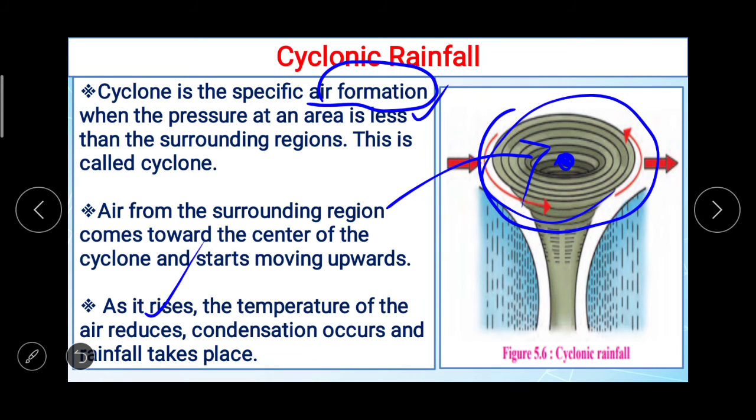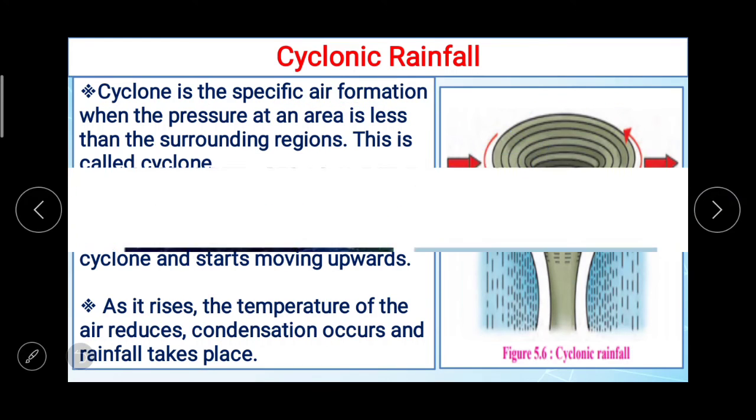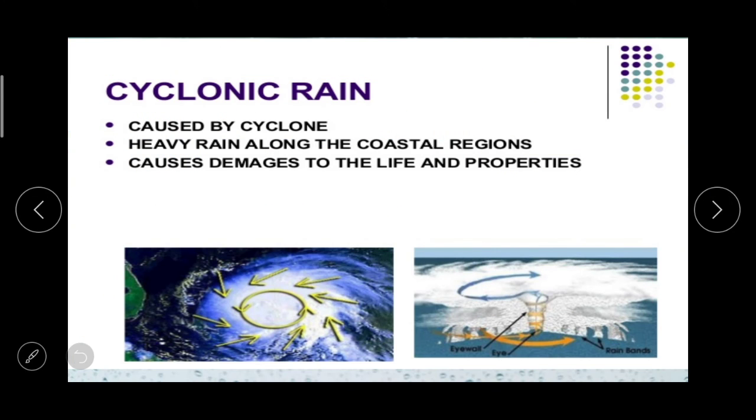Cyclonic rainfall occurs more in temperate zones, and cyclones area is also quite extensive. Comparatively, cyclonic rainfall occurring in tropical regions is limited in extent and it is stormy in nature. So cyclonic rain caused by cyclone, heavy rain along the coastal regions, and it may cause damage to life and properties.